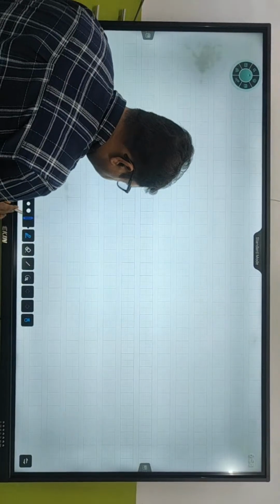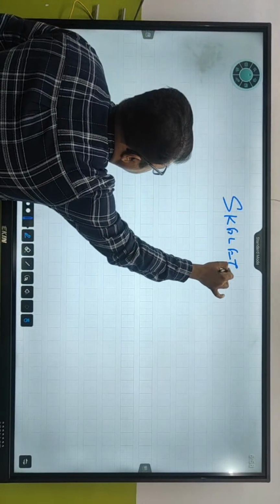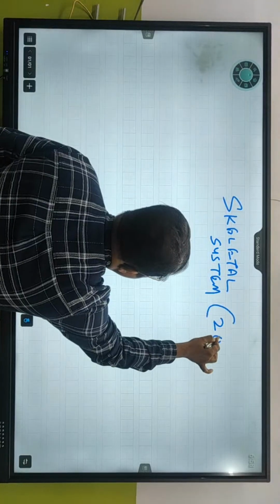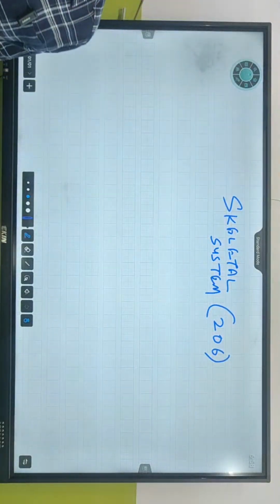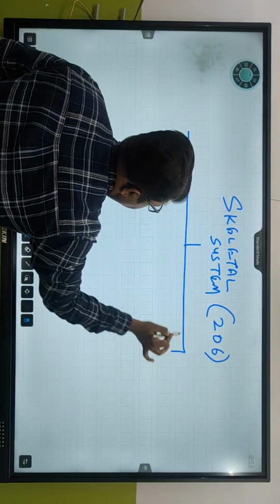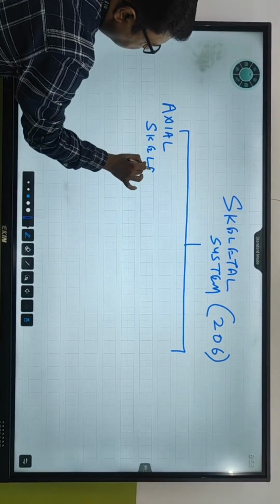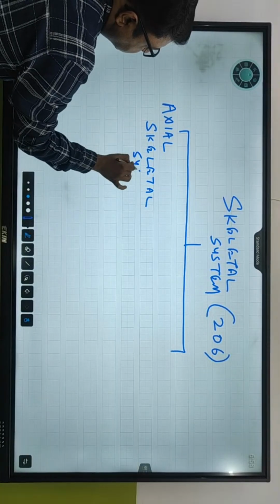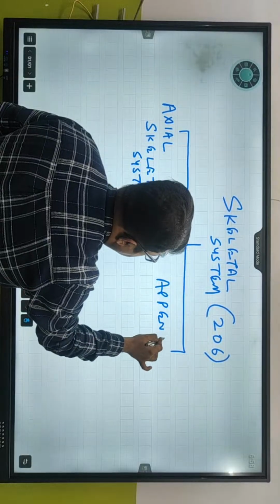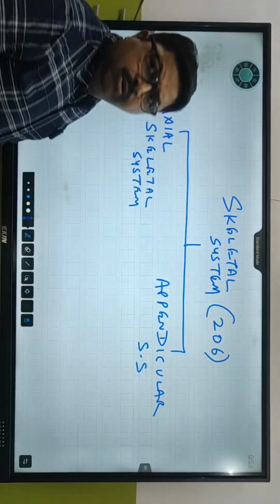Okay. So first is the skeletal system. How many bones are there under the skeletal system? 206 bones are there. Okay. Now we can classify them into two. One is called the axial skeletal system. And the second one is called the appendicular skeletal system.